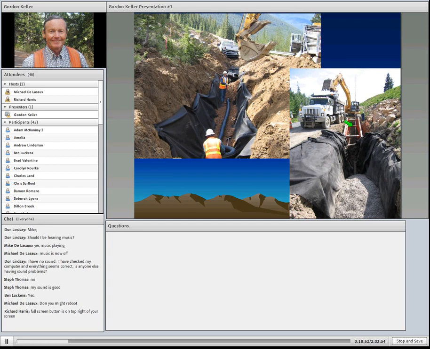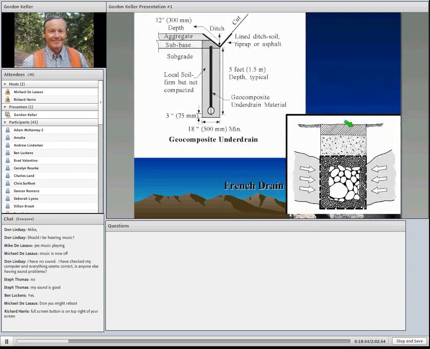Now there are a couple other types of underdrains that are used today. One's called a geocomposite drain. That's it here. What it is, is just a plastic core wrapped with a geotextile filter and a perforated pipe down here at the bottom. And so water's coming out of your cut bank here, goes into here before it gets into the subgrade over here.